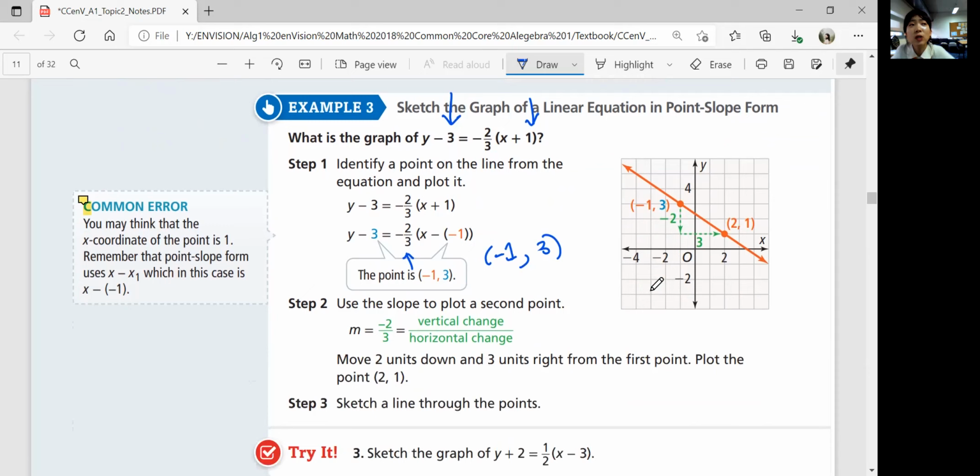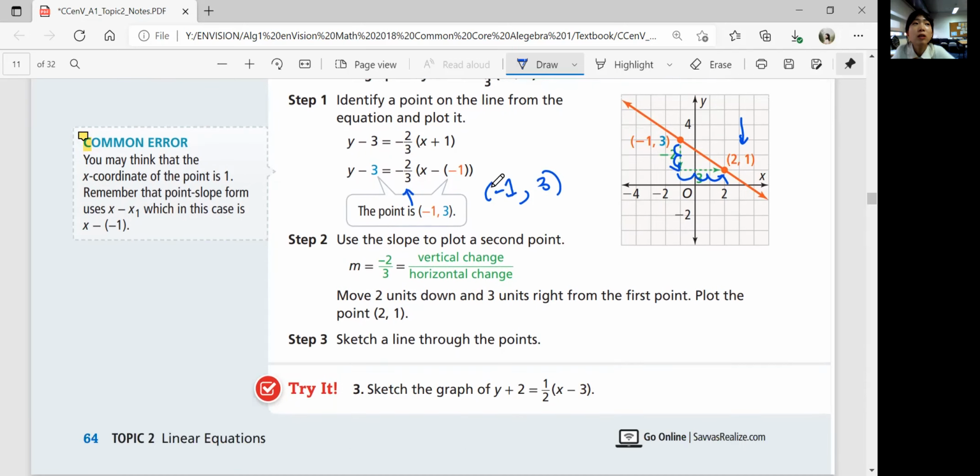Step 2, use the slope to plot a second point. So starting from (-1, 3), you go down 2 and go over 3 on the right, and that should be your next point, (2, 1). Okay? Sketch a line through the points to get a line.